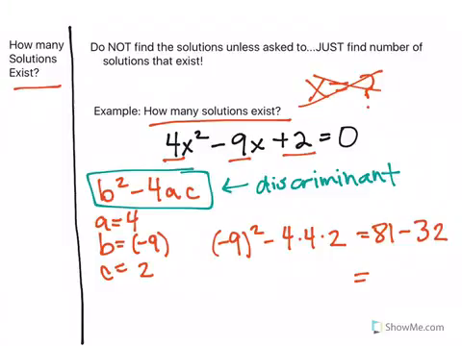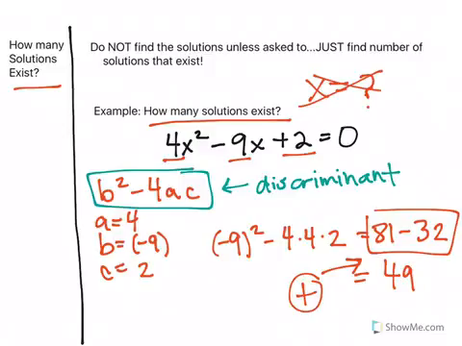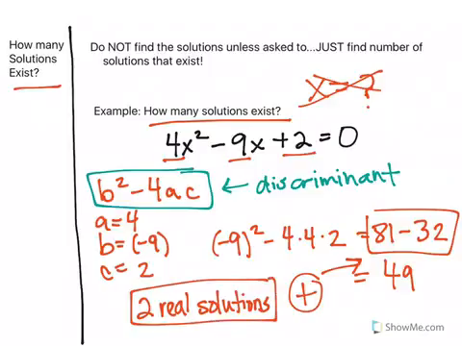81 minus 32 equals, we don't even have to do this math to know it's positive, but 81 minus 32 equals 49. All that we really care about, though, is that this is a positive value. So if you could tell that from here, great, you're done. Positive value means that there are two real solutions. And that's it. You've answered the question.